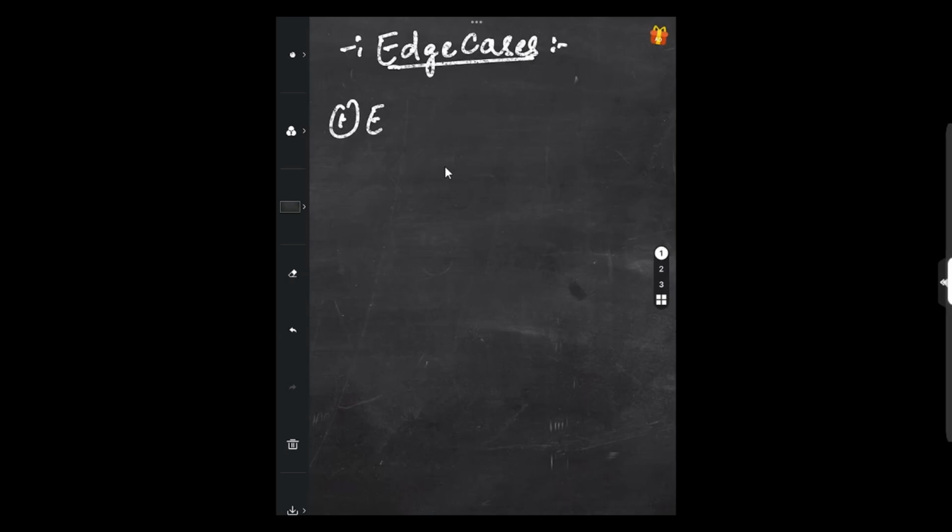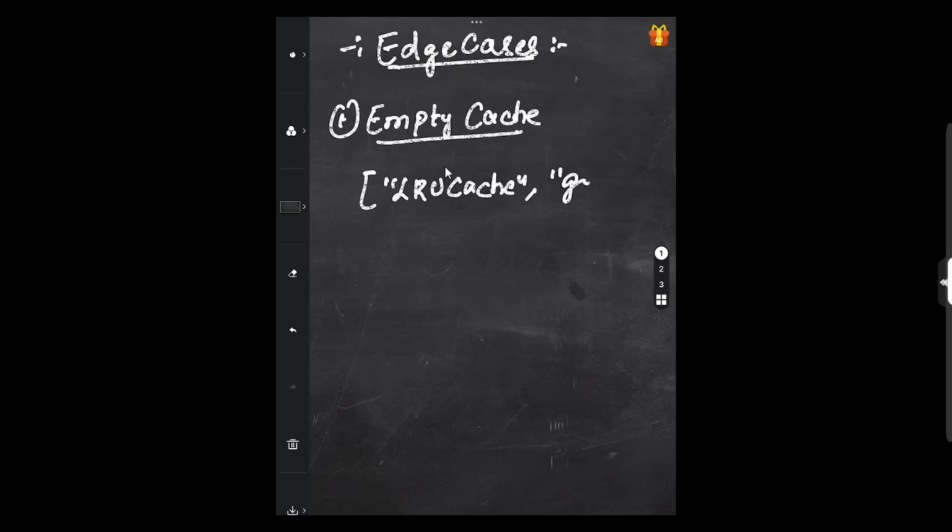First one is empty cache. So while I say empty cache, let me consider the input. For example, let me consider here LRU cache, and let me consider get here in this case, right? This is fine. And let me consider this one 2, and this one let it be 1 here. So as the cache is empty, the output will be here -1.